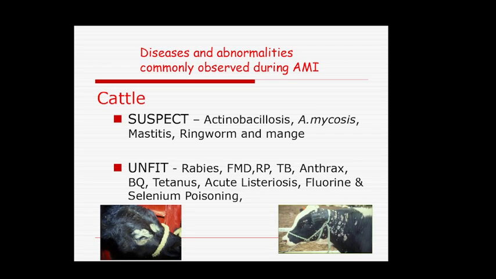So what are the diseases and anomalies observed during antemortem inspection? First, suspect: actinobacillosis, mycosis, mastitis, ringworm, and mange. All the animals with these conditions are treated under suspect. And then we have the unfit: rabies, FMD, rinderpest, TB, anthrax, black quarter, tetanus, listeriosis, and fluorine and selenium poisoning. These conditions are treated under unfit.